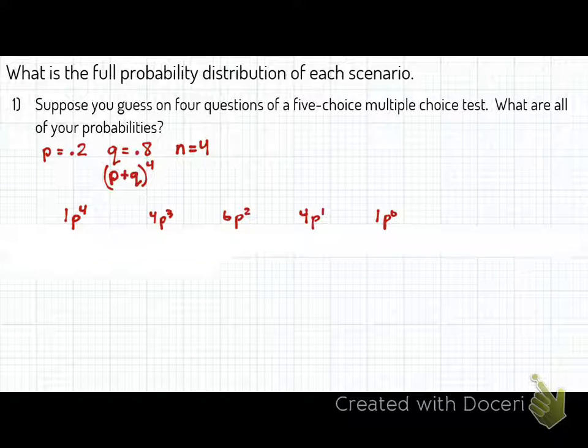Okay, and then I'm going to go back to q. It's going to be q to the 0, q to the first, q to the second, q to the third, and q to the fourth.